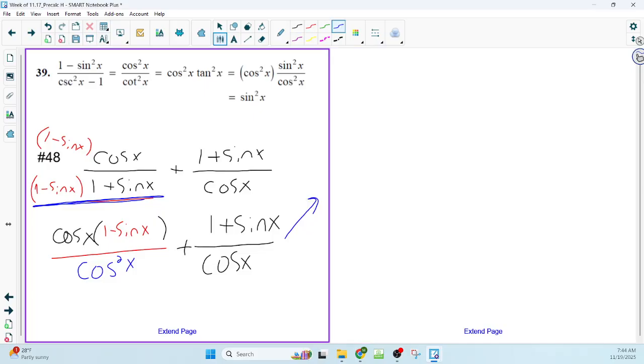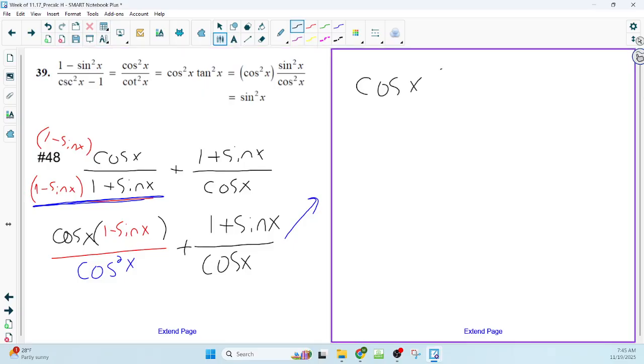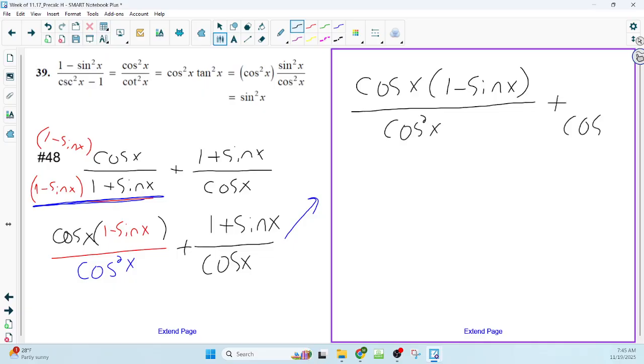And as we multiply by cosine on the right side, the left side's cosine of x times 1 minus sine of x. Okay, the denominator of that is cosine squared of x. And now to get cosine squared of x here, we had to multiply by a cosine on the top and on the bottom. So that's cosine of x times, I'm going to squish this in here, 1 plus sine of x. Okay. Now that I have a common denominator, everything's over cosine squared of x. Add the tops, keep the bottom.